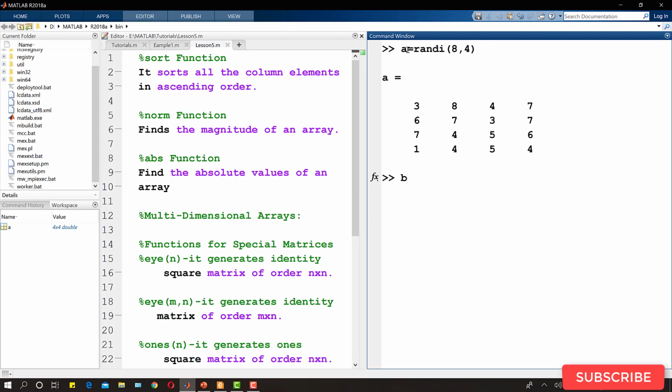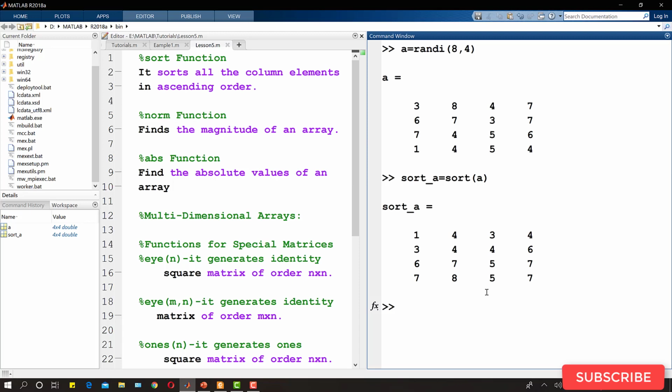So let me write B equal to sort of A. Now, as we see, what the sort function does is that it arranges column-wise elements in the ascending order. So in this column it has arranged the elements in the ascending order: 1, 3, 6 and 7. Similarly in this column: 4, 4, 7 and 8, and so on. So the sort function arranges all the column-wise elements in the ascending order.